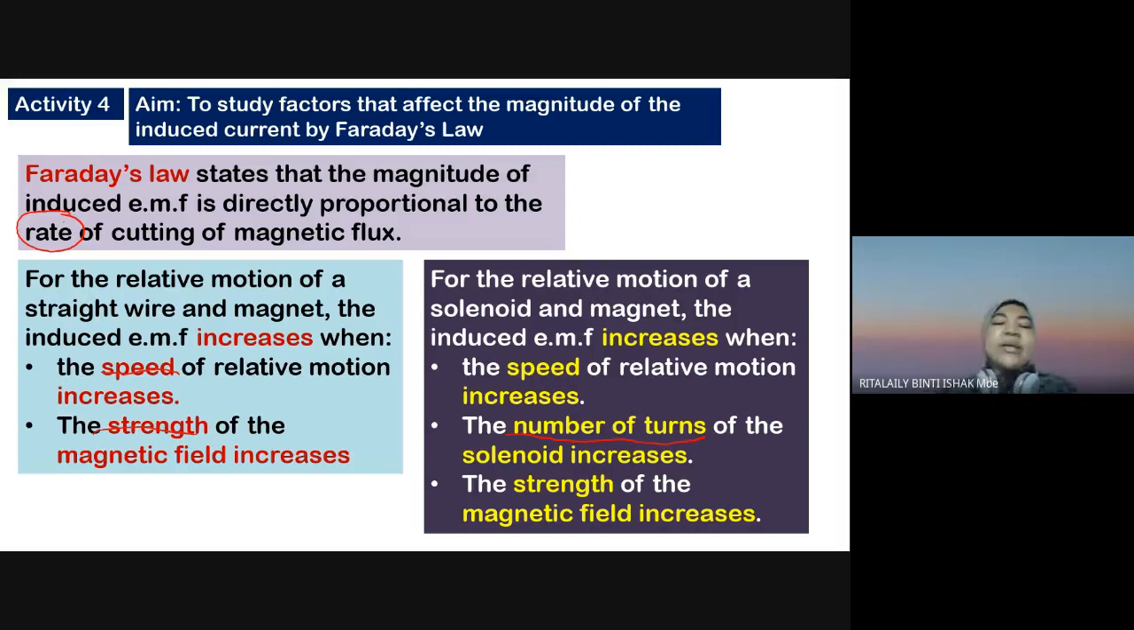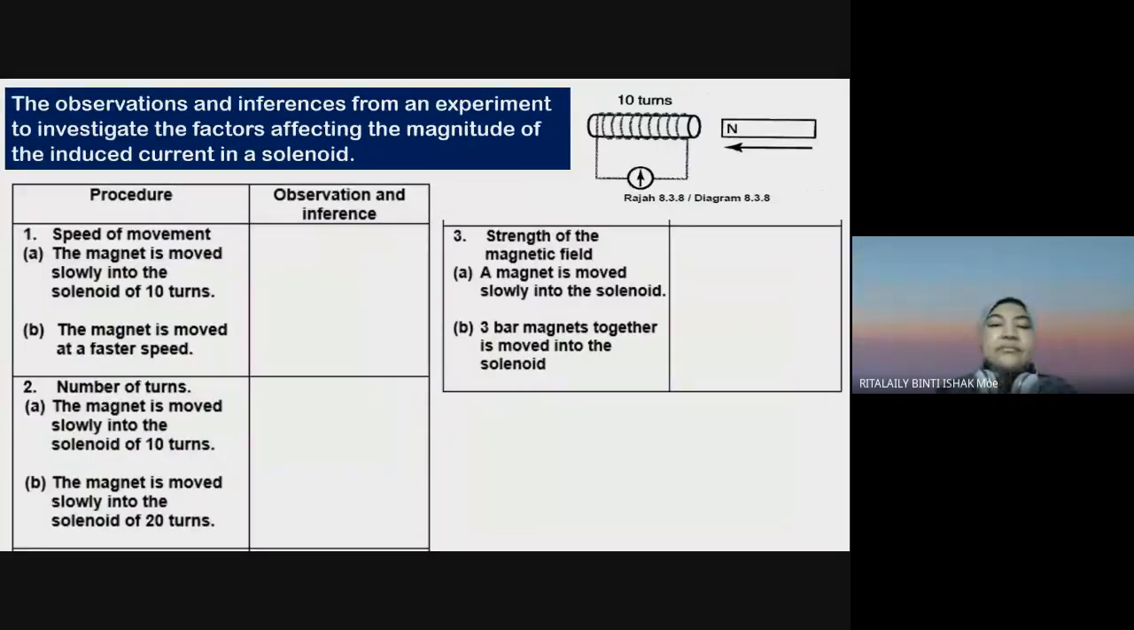So basically, there are three factors that affect the magnitude of the induced current. One is the speed of relative motion. Number two is the number of turns of the solenoid. Number three is the strength of the magnetic field. In order for us to increase the induced EMF, we need to increase all three factors.